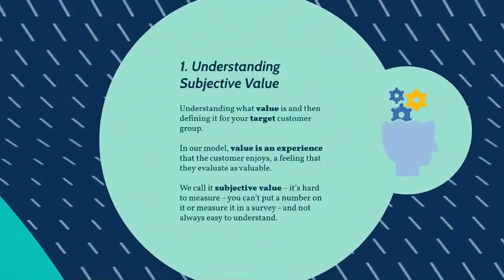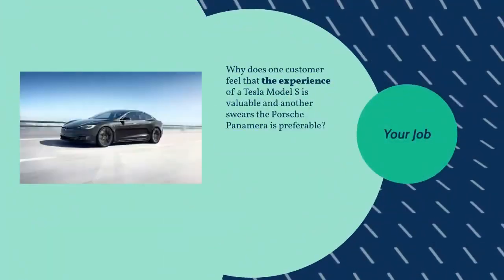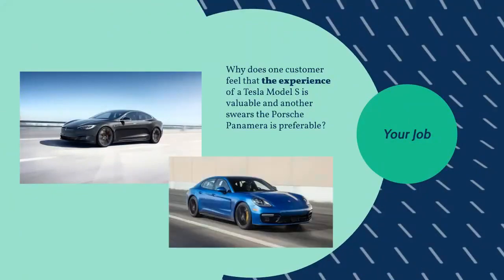The first is understanding what value is, and then defining it for your target customer group. In our model, value is an experience that the customer enjoys, a feeling that they evaluate as valuable. We call it subjective value. It's hard to measure. You can't put a number on it or measure it in a survey, and it's not always easy to understand. Why does one customer feel that the experience of a Tesla Model S is valuable, and another swears the Porsche Panamera is preferable?